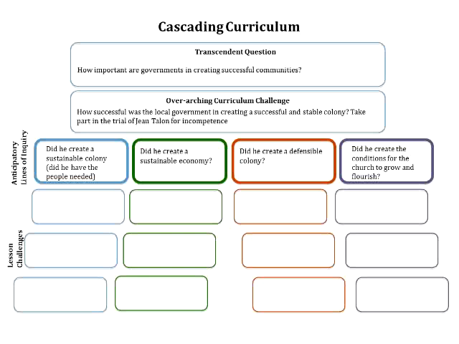Well, there's four things you're going to have to think about. Did he create a sustainable colony? Did he have the people that he needed? So in our lessons now, we're going to look at who did Jean Talon bring to colonize? Did he have the right balance and so on? Okay. Two, did he create a sustainable economy? What economy did he try to build and so on?